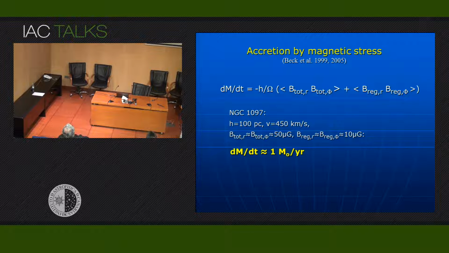That comes from a classical paper of Balbus and Hawley, that the mass inflow rate depends on the product of the total field and also the ordered or regular field, and you take the averages here. So this is quite straightforward to compute. If you take the scale height of that disk of 100 parsecs and the velocity of 450 kilometers per second, you get the omega, the angular velocity, and then with the field strength of the total and the regular field, you get a mass inflow rate of 1 solar mass per year. It's exactly what you need to feed the nucleus.